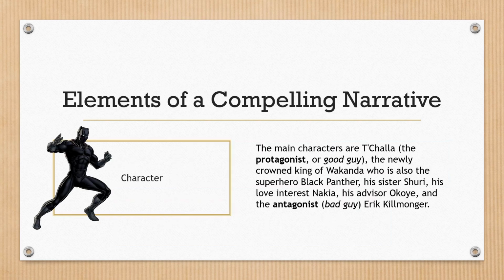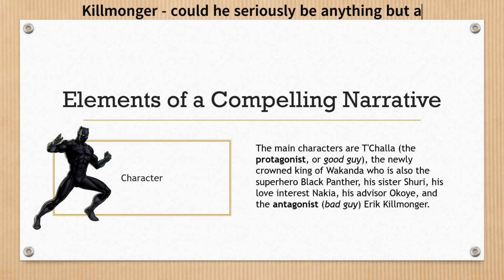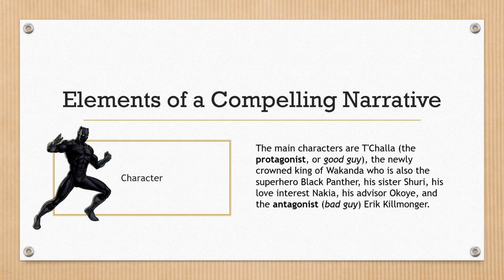So let's use Black Panther, which you may have seen as a movie or in comic books, as an illustration of these elements. So in terms of character, in Black Panther, the main characters are T'Challa, the protagonist, who is the newly crowned king of Wakanda, and also the superhero Black Panther. There's also his sister Shuri, his love interest Nakia, his advisor Okoye, and the antagonist, Eric Killmonger.